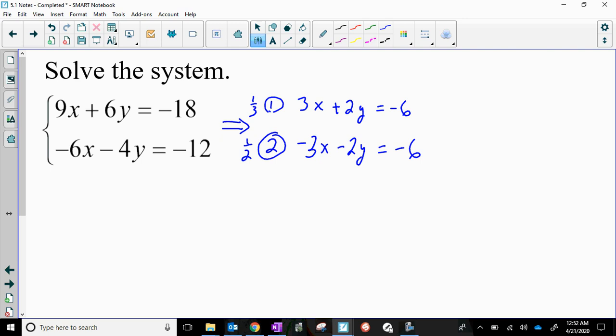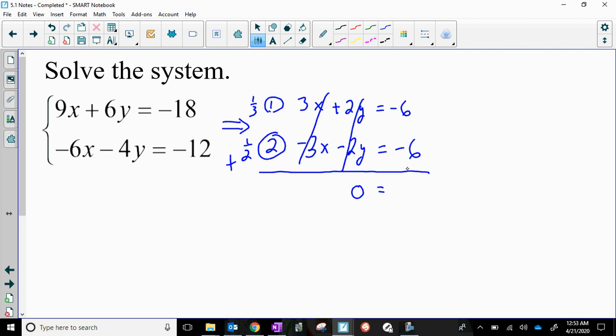Well, now I can start working with these. Instead of trying to find the least common multiple of 6 and 9, which is 18, a lot of people try to do 54 and do too much work. I can reduce them down. It's a whole lot easier. In fact, when I look at these, I already have opposites for the x, so let me just add them right now. So I get 0, and the y's add up to be 0.